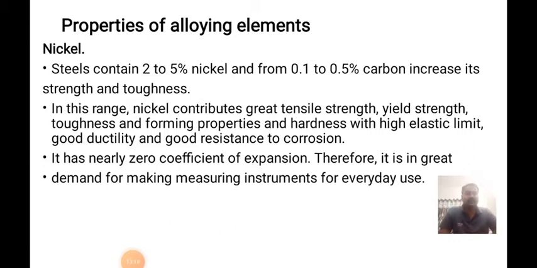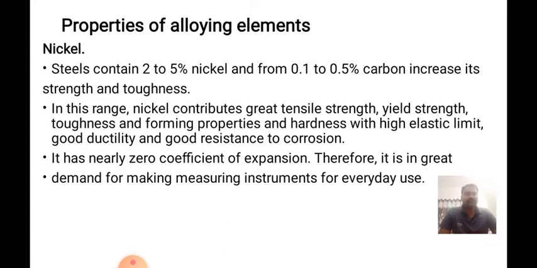Okay, so the steel containing 2 to 5% nickel and from 0.1 to 0.5% carbon increases its strength and toughness. Basically, in the steel we add 2 to 5% nickel, and by the addition of 2 to 5% nickel, what will happen? And in addition to nickel, 0.1 to 0.5% carbon, its strength and toughness will increase.